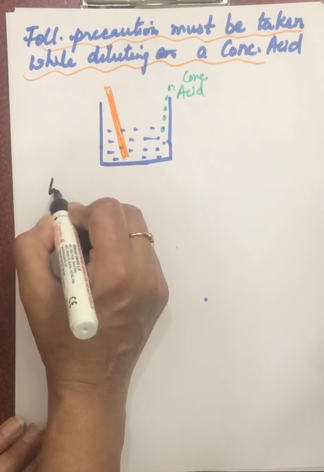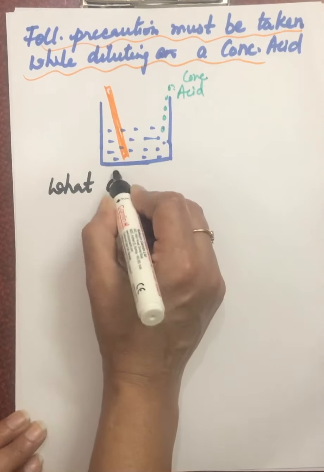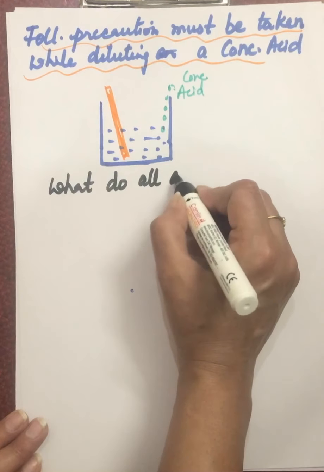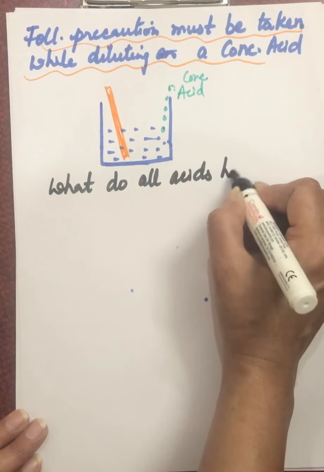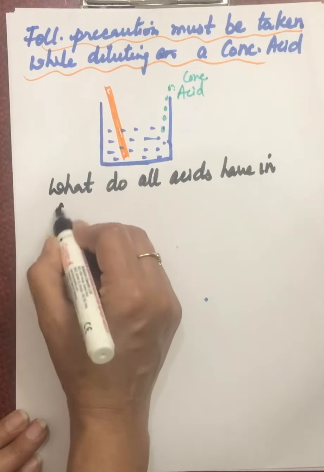What do all acids have in common in them?